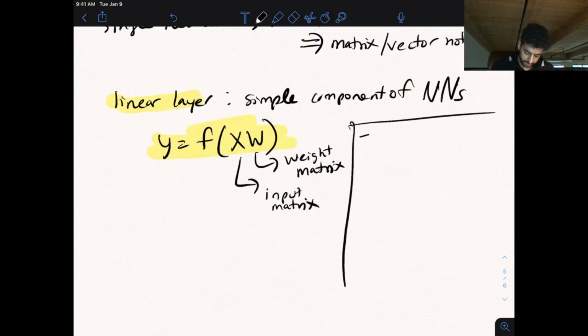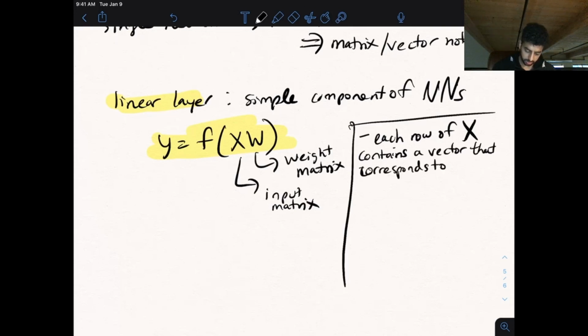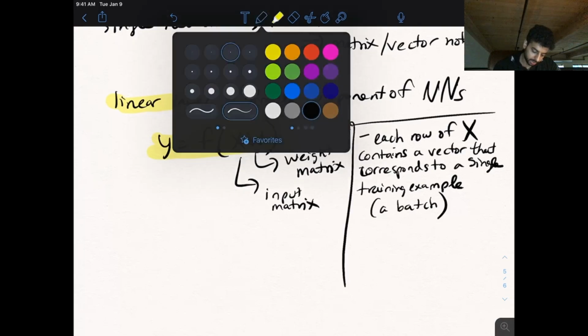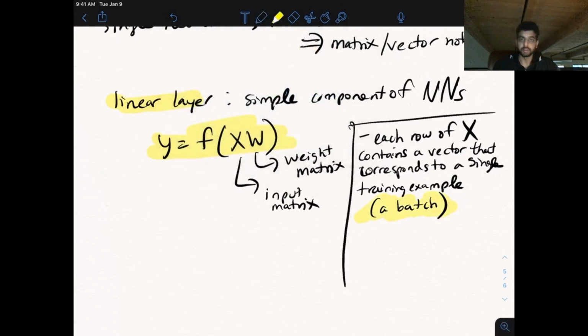So I mean that each row of X contains a vector that corresponds to a single training example. And this whole collection of examples that occurs in X is called a batch. So that is some terminology that we'll see over and over again.